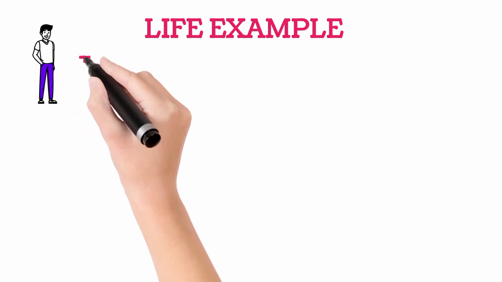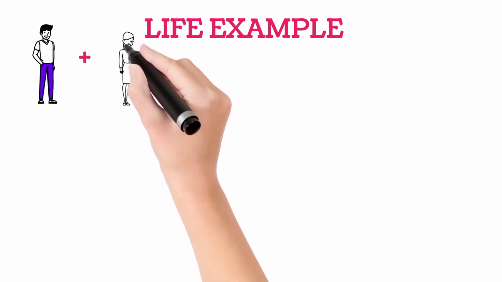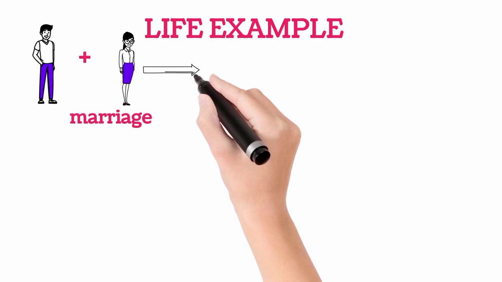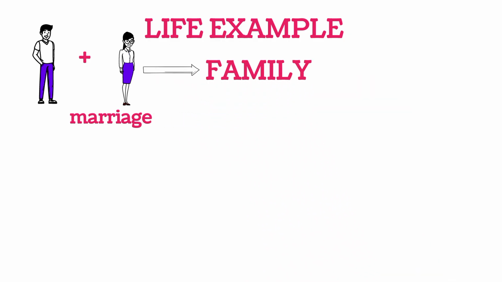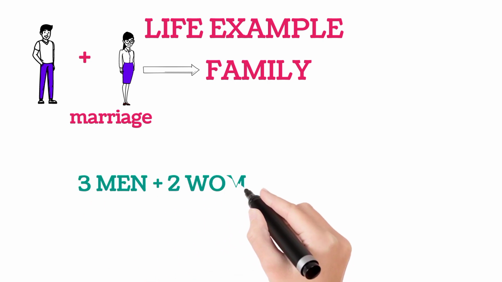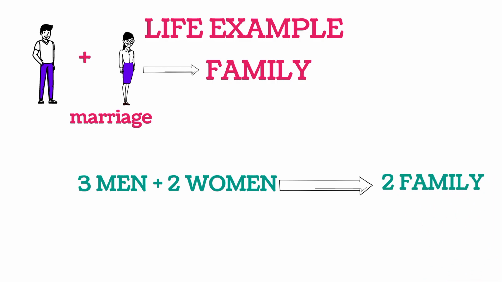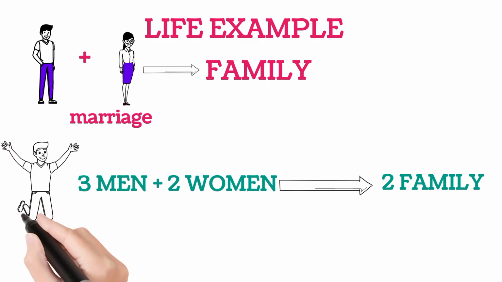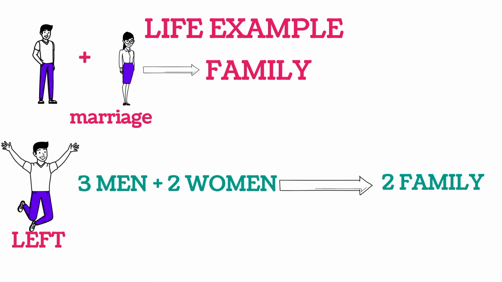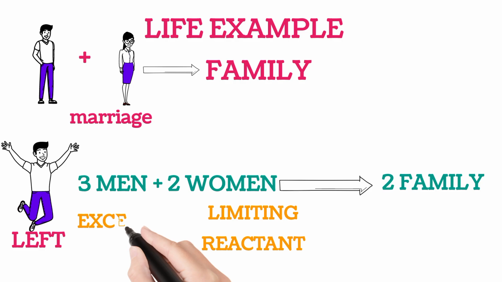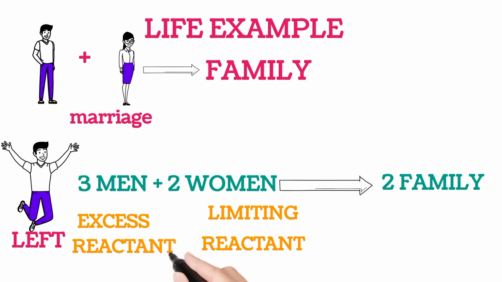If you have a man and a woman and they get married, they'll form a family. Now when you have 3 men and 2 women, and 2 men get married to 2 women, you have 2 families. But 1 man will still be left. So these women that are completely married are called limiting reactants, while the 1 man left makes the men excess reactant because 1 man is in excess.